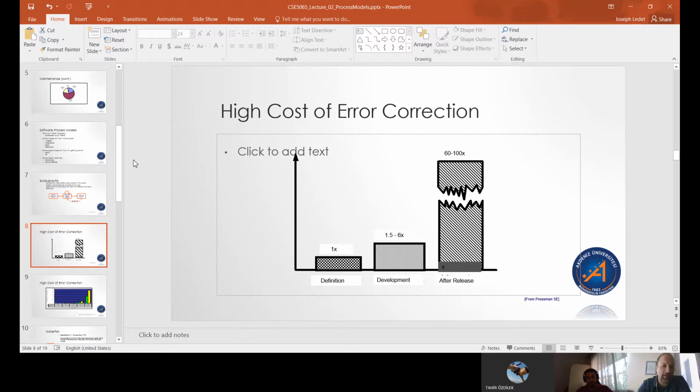So if we found an error, if we found a problem during that definition phase, if we think that costs some factor of 1 value, that's the baseline. If that error manages to get through into the next set of phases, into that development and other stuff, then instead of costing 1 to fix that, it's going to cost 1.5 to 6 times as much, right? Because there could be issues related to the type of language, maybe the coding language that we used that now we're stuck with.